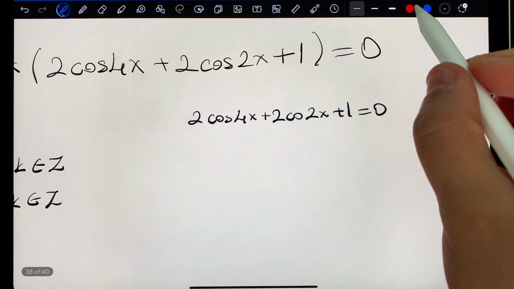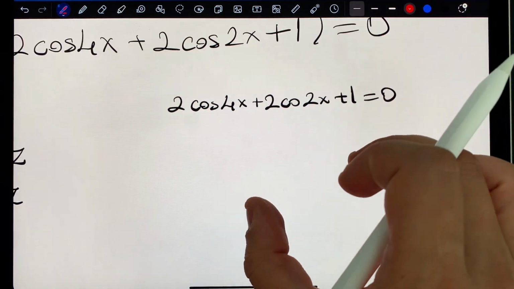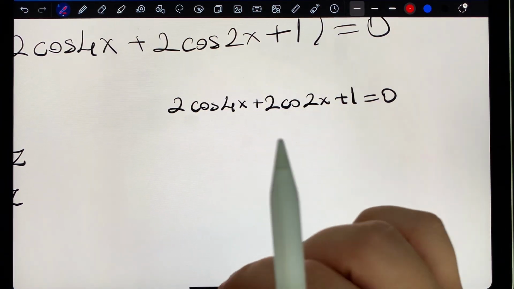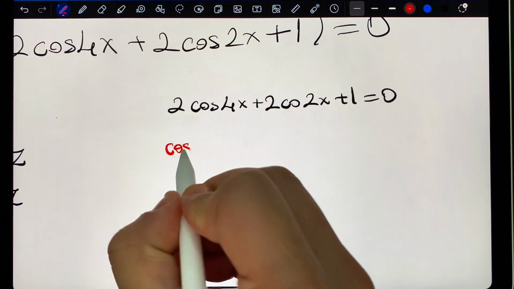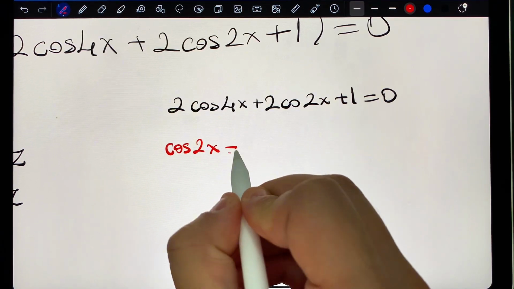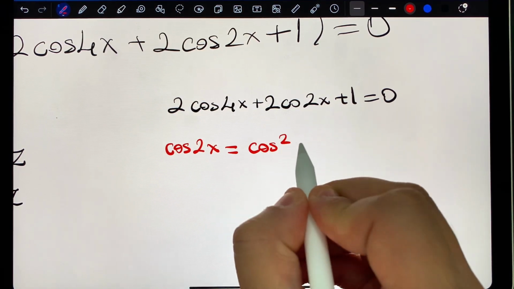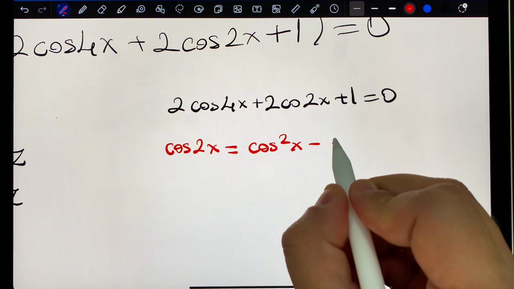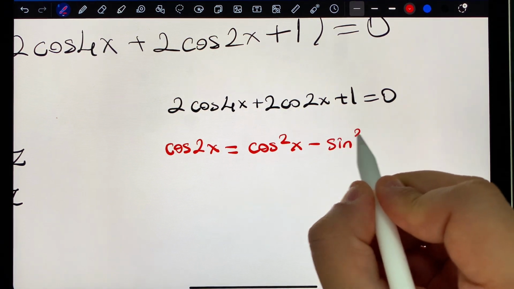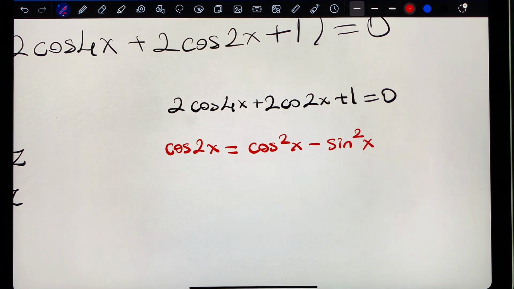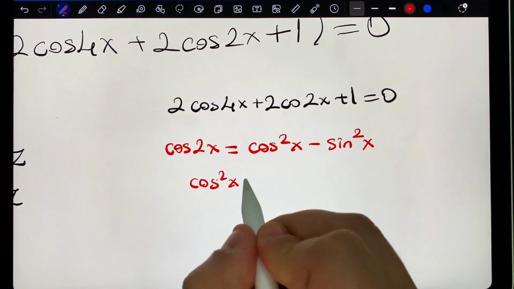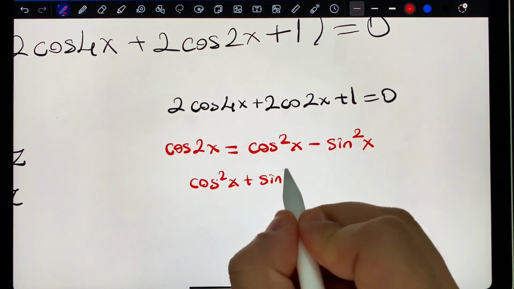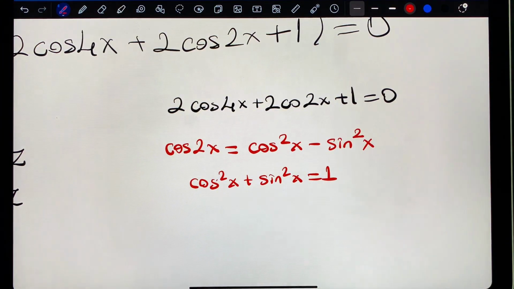Now, the main thing is some things before solving this question. I need to say what the identities are. For example, what was the expression we called cosine 2x? Cosine squared x minus sine squared x. Yes, now what else do I know? Cosine squared x plus sine squared x is 1.